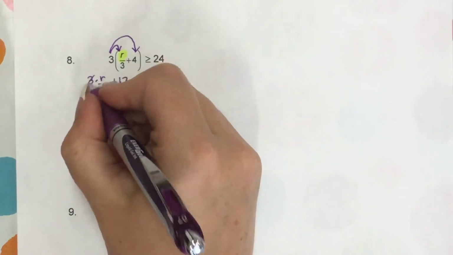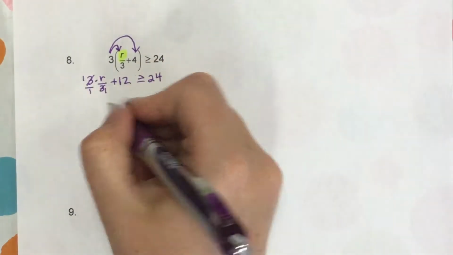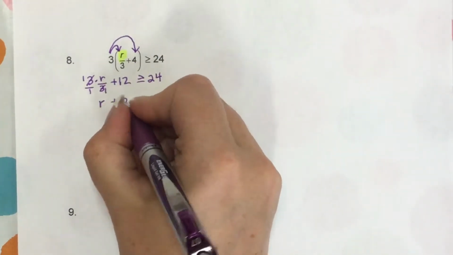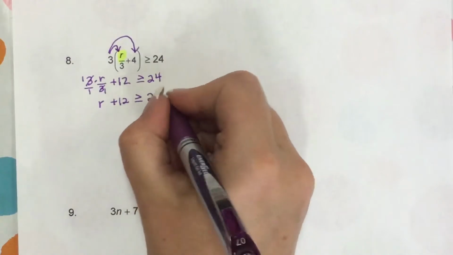And so I'm going to look to cross cancel. I know that 3 has a common factor. 3 goes into 3 one time, 3 goes into 3 one time. This all becomes 1. 1 times r is just r. So I have r plus 12 is greater than or equal to 24.